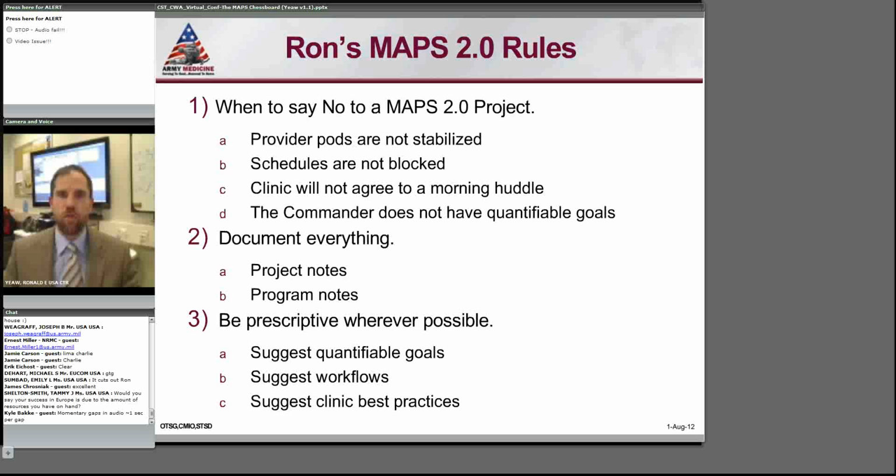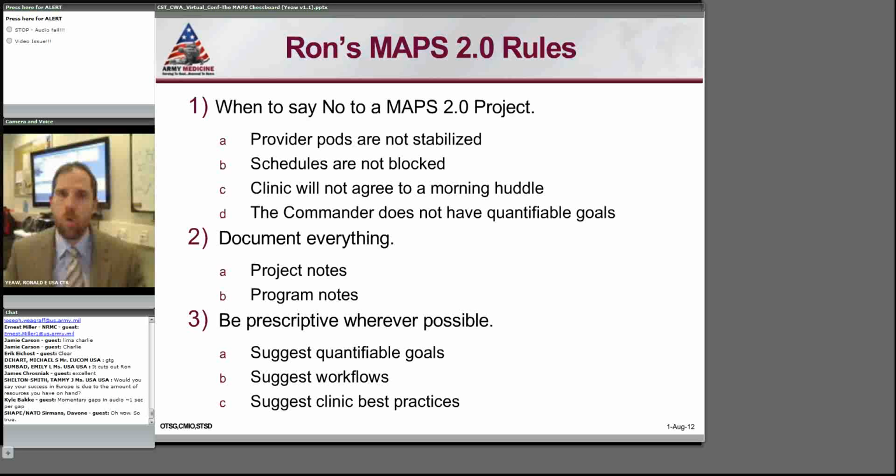So obvious question, well, Ron, what if they don't have the support staff? You very kindly say, no, but we'll come back. Here's the magic trick about this. They're all going to PCMH, right? A requirement of PCMH is the staffing infrastructure, right? So just wait. Just wait. If that MTF wants to jump on a MAPS 2.0 before those provider pods are stabilized, you're wasting your time, guys. It's not going to happen.